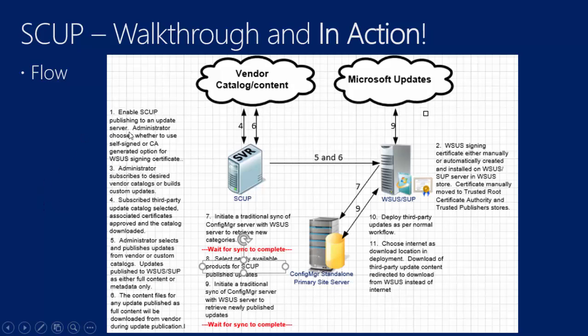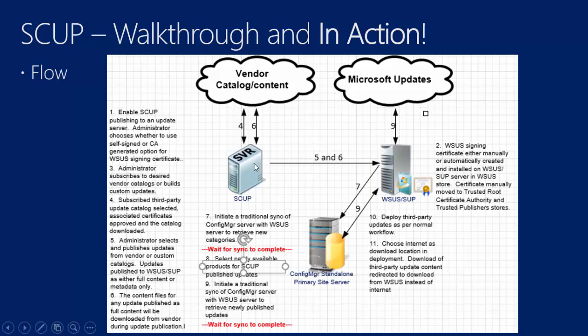So the first thing that needs to happen in the environment is the admin's going to enable SCUP publishing to an update server and choose whether or not to use self-signed or CA-generated options for the WSUS signing certificate. Step 2 is the WSUS signing certificate is either manually or automatically created and installed on the WSUS SUP server in the WSUS store, and then the certificate is either manually or if you have third-party update integration, automatically moved to the Trusted Root Certificate Authority and Trusted Publisher stores, right?